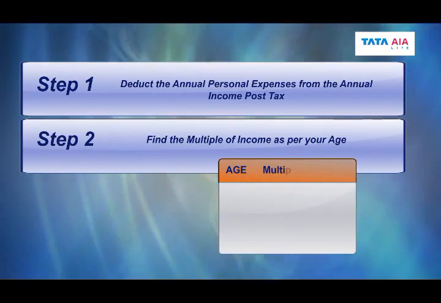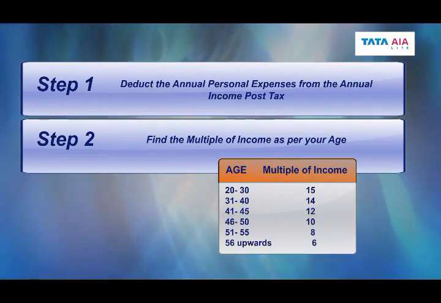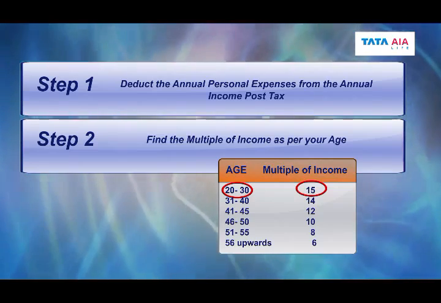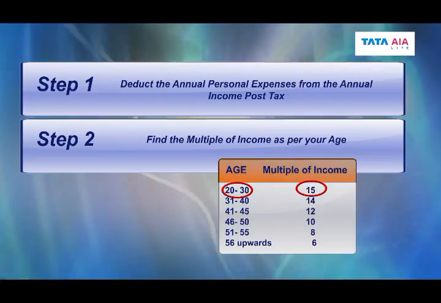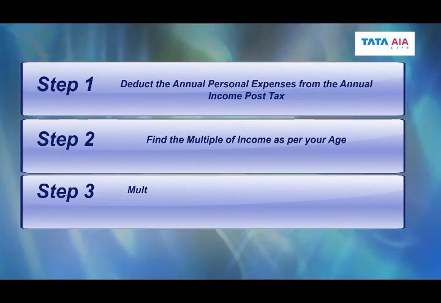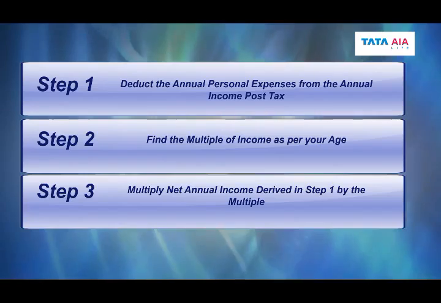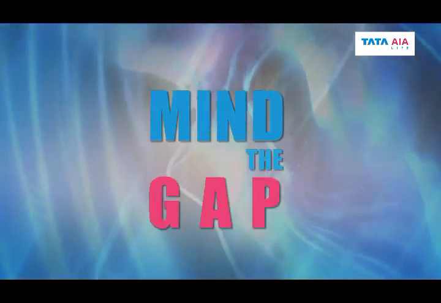As you can see, at a younger age, we use a higher multiple. That's because one has more number of income earning years to protect and hence needs higher cover. In the third step, we multiply net annual income derived in step 1 by the multiple. This is the amount of life insurance cover required as per the thumb rule method.